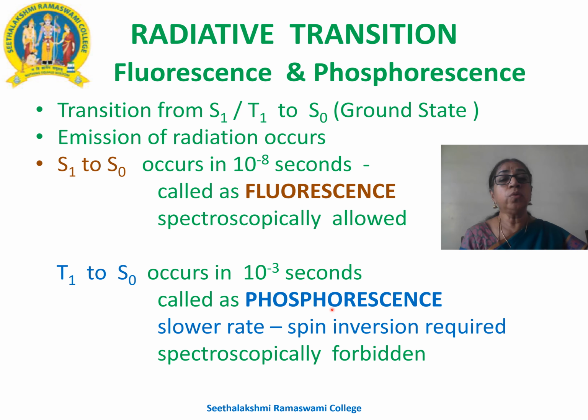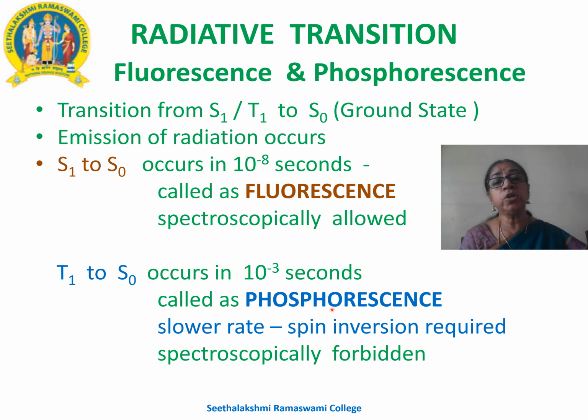We already know the molecules are now in the S1 or T1 state. So we are dealing only with the transition to the S0 state, that is, the ground state. It may be from S1 or it may be from T1. If it occurs from S1, it is called fluorescence. This fluorescence occurs in a very short time, of the order of 10 power minus 8 seconds.